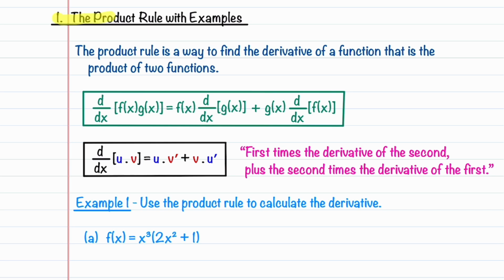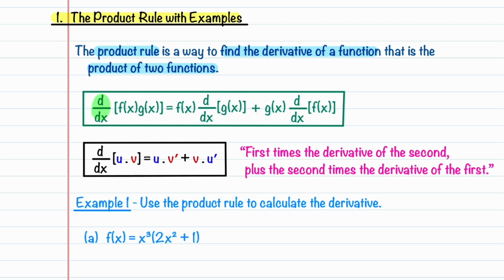Let's learn about the product rule and walk through some examples. The product rule is just a way to find the derivative of a function that is the product of two functions. Let's now look at the formula.